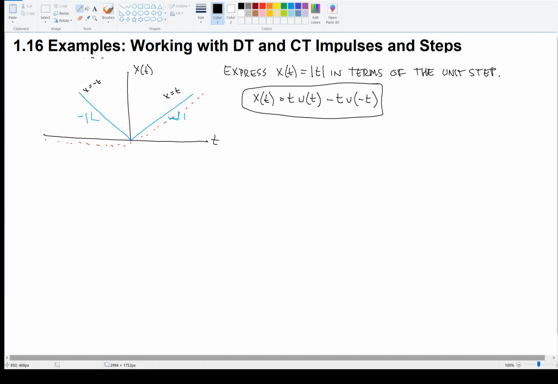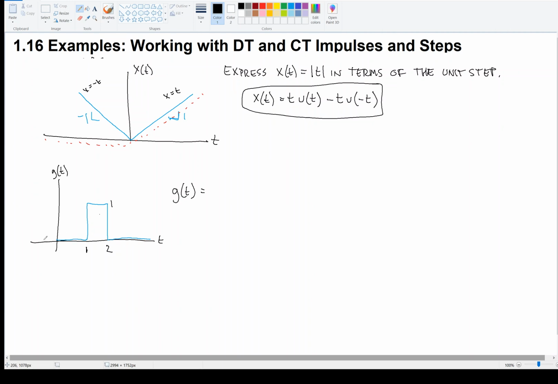Okay, let's look at one more. Call this g of t. And we'll say this edge goes up at 1 and comes back down at 2. And we want to express g of t in terms of the unit step. This is a signal that you would see in digital electronics. Maybe a 0 and then a 1 and then back to 0. So mathematically we're going to model that with the unit step.